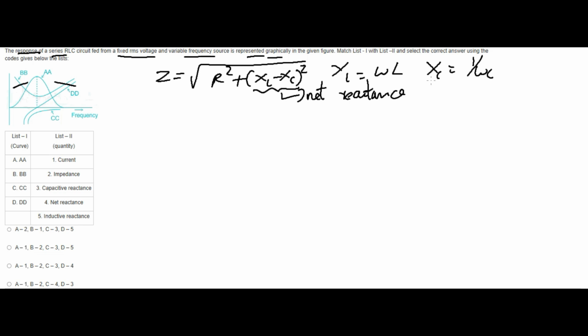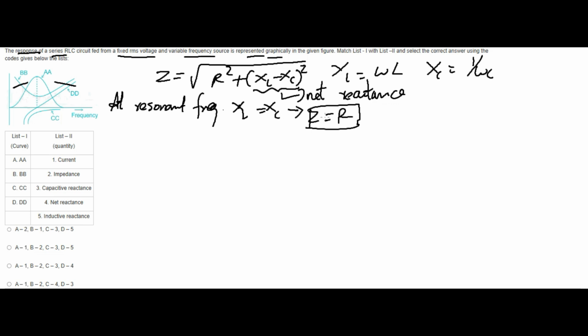At the resonant frequency, as already told in the previous question, XL will always be equal to XC. So the inductive reactance is equal to the capacitive reactance. In this condition, the impedance will be equal to R. Do you understand? I have just solved that in the previous question. At this situation, Z will be equal to R.